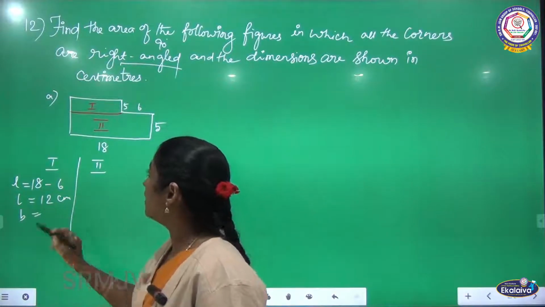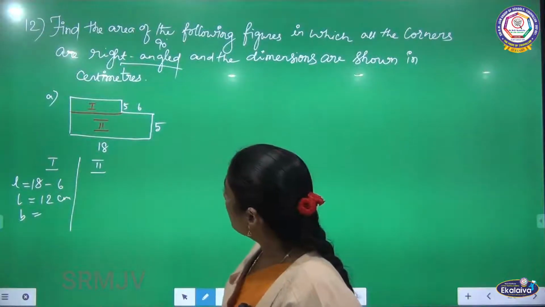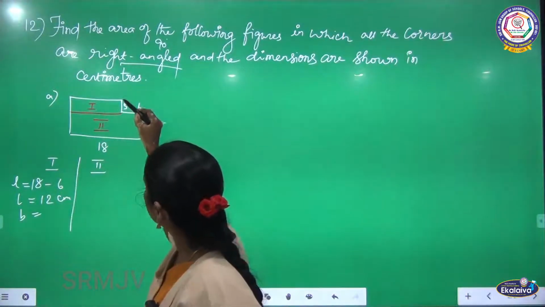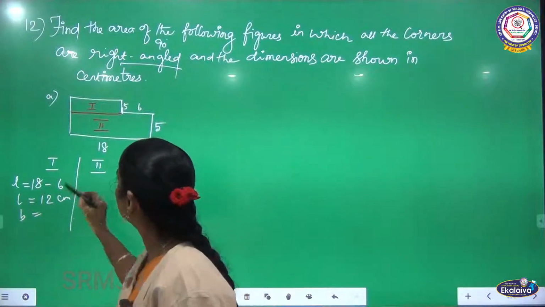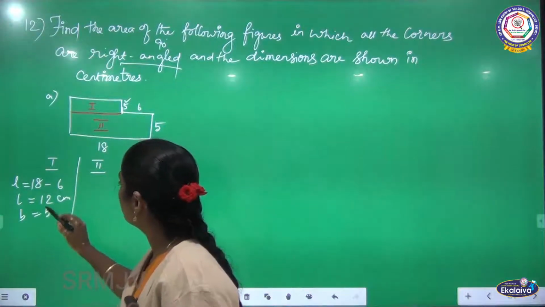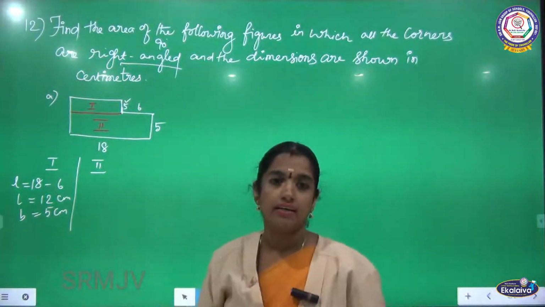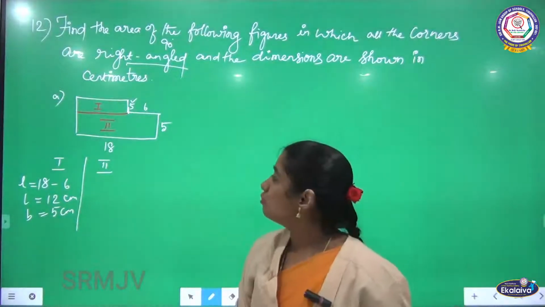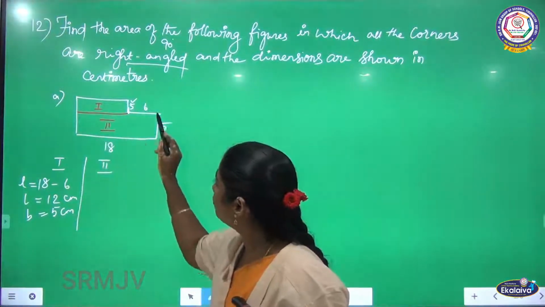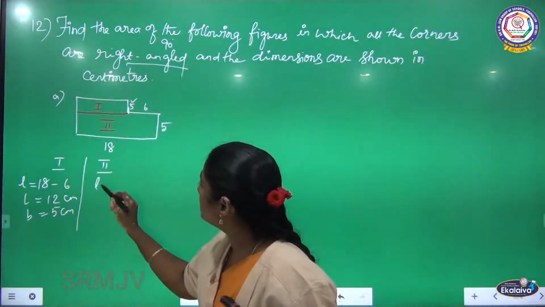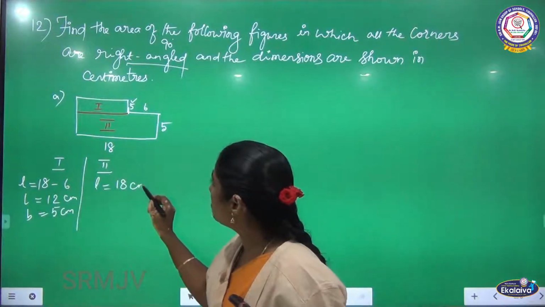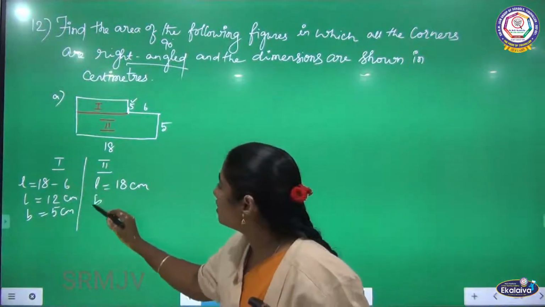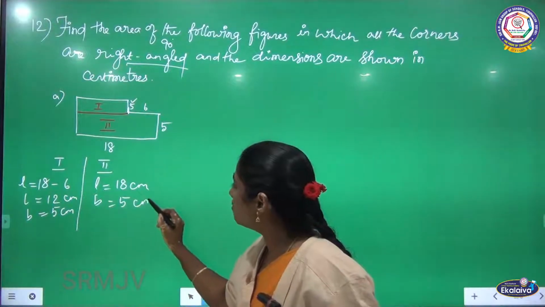Next come for the breadth. See here, breadth. From breadth they are given 5 centimeter. This is your breadth. So 5 centimeter. Can you understand this? Now when I am coming for the rectangle 2, I am going to take the full rectangle. So my length is what? 18 centimeter. And see your breadth. What is the breadth given in the question? Which is what? 5 centimeter.